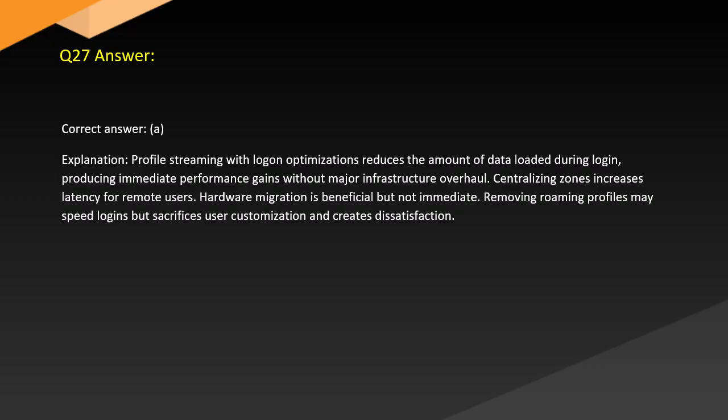Answer. Correct answer: A. Explanation. Profile streaming with logon optimizations reduces the amount of data loaded during login, producing immediate performance gains without major infrastructure overhaul. Centralizing zones increases latency for remote users. Hardware migration is beneficial but not immediate. Removing roaming profiles may speed logins but sacrifices user customization and creates dissatisfaction.